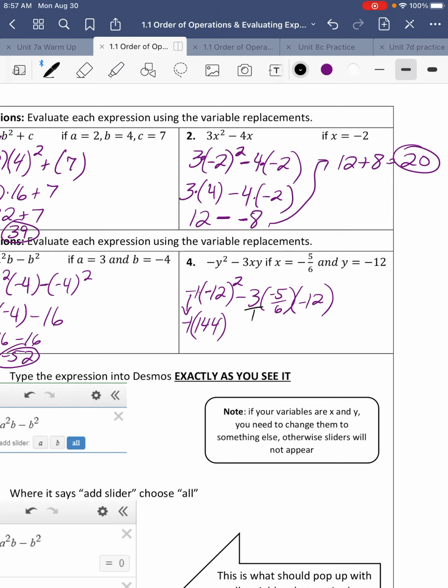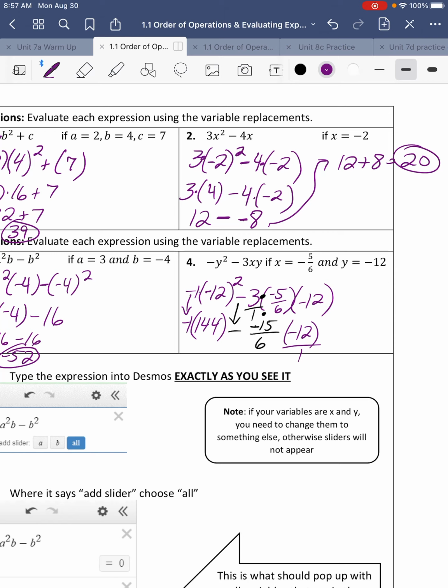To do the multiplication, I'm going to convert the 3 to be represented as a fraction, so you're going to multiply across the numerators. 3 times negative 5, so bring the negative down. 3 times negative 5 is negative 15. And 1 times 6, so you multiply across the numerator, multiply across the denominator, is 6. 1 times 6 is 6. And then the negative 12 still will come down. And then we have over 1.